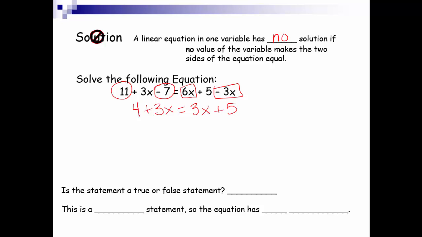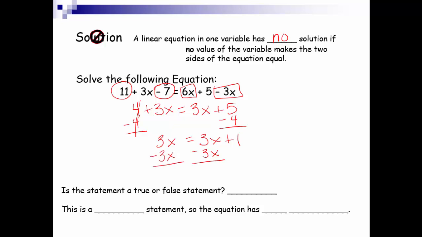Well, let's see if I can go ahead and get all those x's on one side and all the constants on the other. So if I take this 4 and subtract it from this side, because they always have to remain equal, I'm left with 3x equals 3x plus 1. Now if I try to bring these x's over to the other side, I have to do the opposite, and they're positive x's, so I have to subtract 3x from both sides.